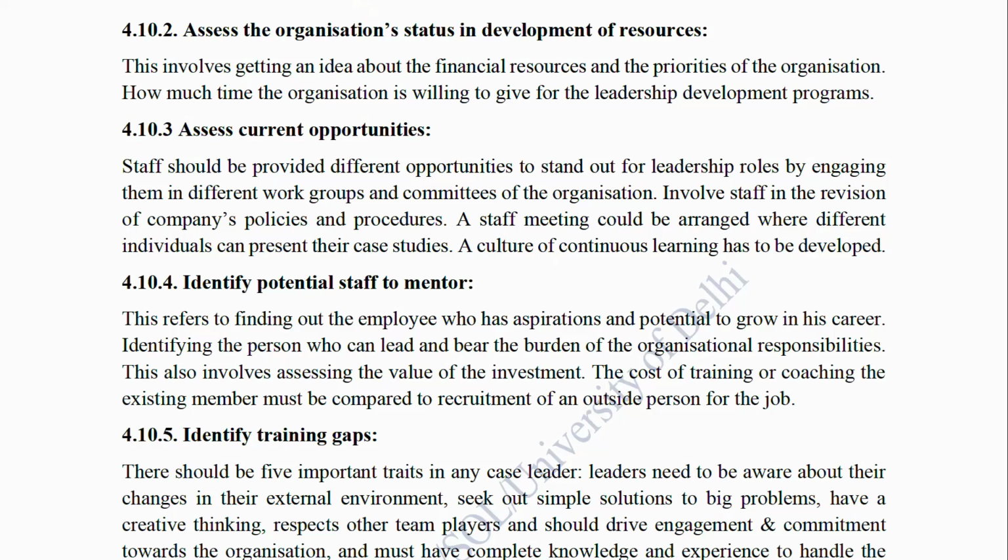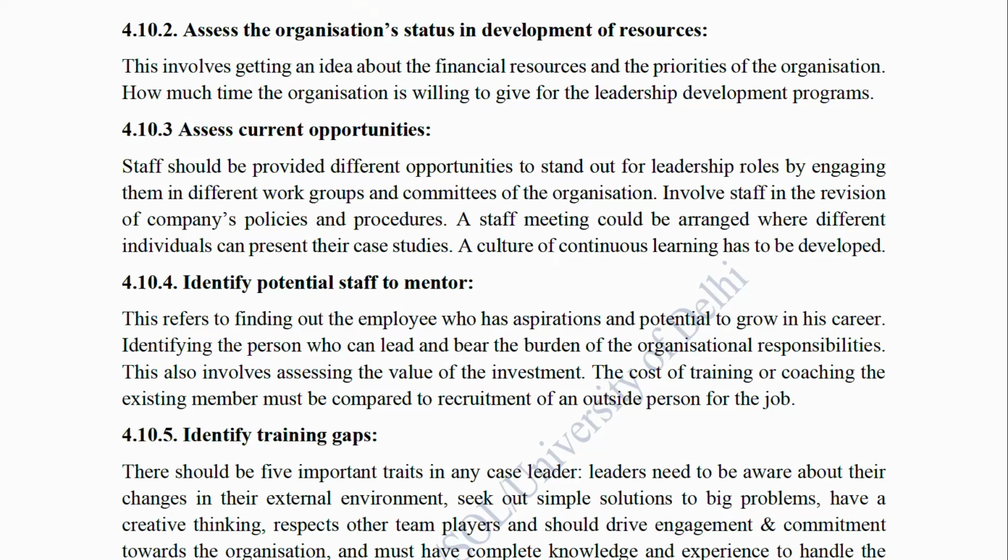4.10.3 Assess current opportunities. Staff should be provided different opportunities to stand out for leadership roles by encouraging them in different work groups and committees of the organization. Involve staff in the revision of companies' policies and procedures. A staff meeting could be arranged where different individuals can present their case studies. A culture of continuous learning has to be developed.